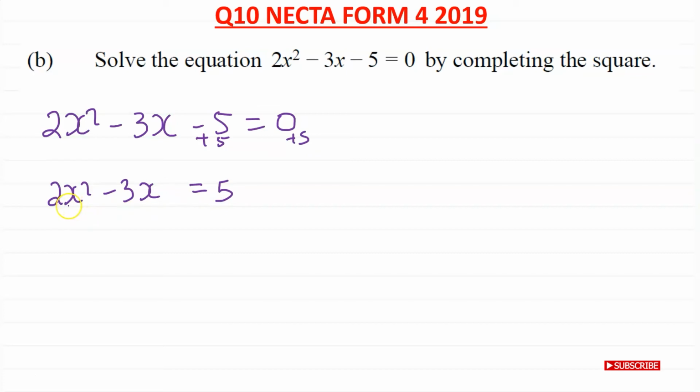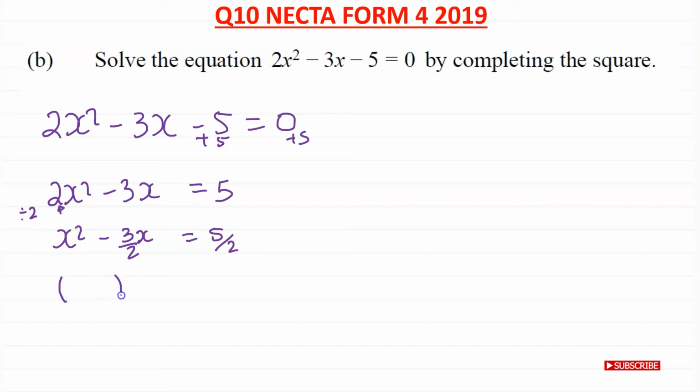Now when you complete the square, the coefficient of x squared, which is 2 at the moment, has to be 1. So to do that, we need to divide by 2 throughout. So 2 divided by 2 gives you x squared, and then minus 3 divided by 2 gives you 3 over 2 x, and then equals 5 over 2. You have to do it throughout. Now I can complete the square because I just have 1x squared here.